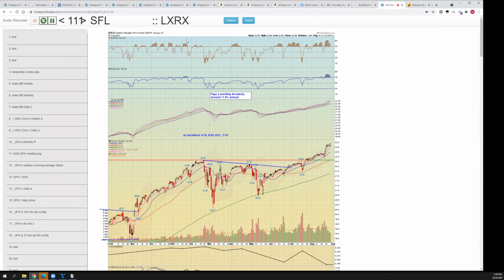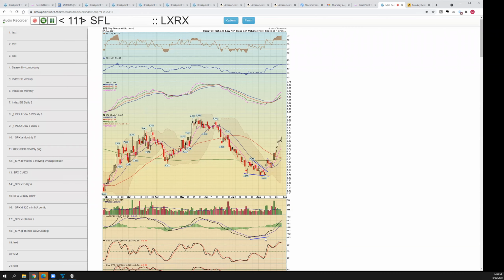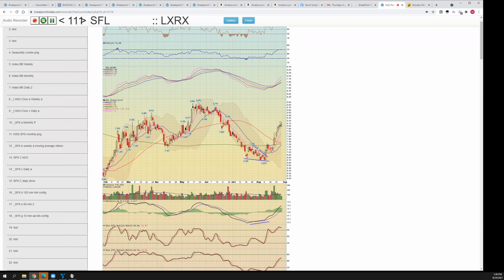Next. Chart 111, SFL, another great setup of mine. I posted it back here, but my comment right here after it broke out of this wedge, you could see a falling wedge, MACD divergence, okay? True wedge patterns have divergence on the MACD.